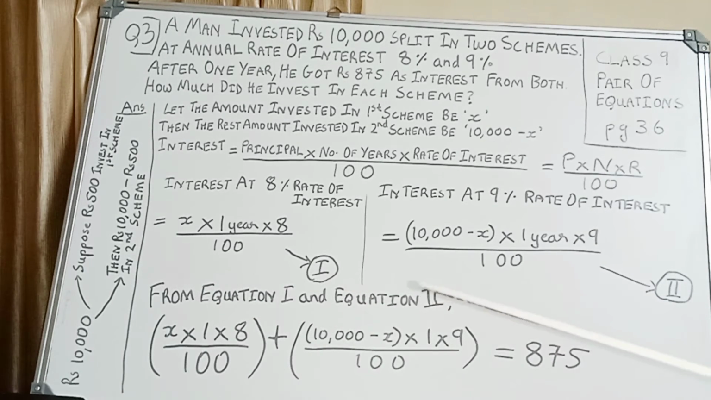So from equation 1 and equation 2 we will get this equation, and this same equation is added and you will get this 875. That is what you got from both the schemes. So from equation 1 and equation 2 you will get X into 1 into 8 divided by 100 plus (10,000 minus X) into 1 into 9 divided by 100 is equal to 875.